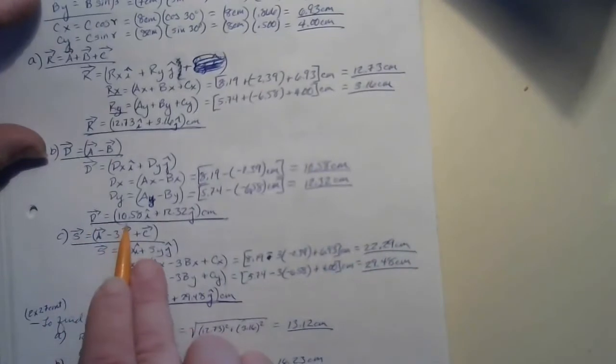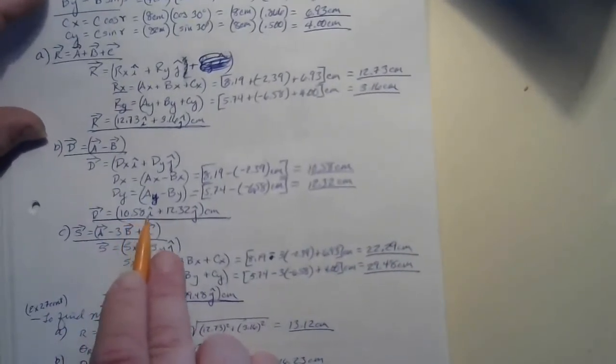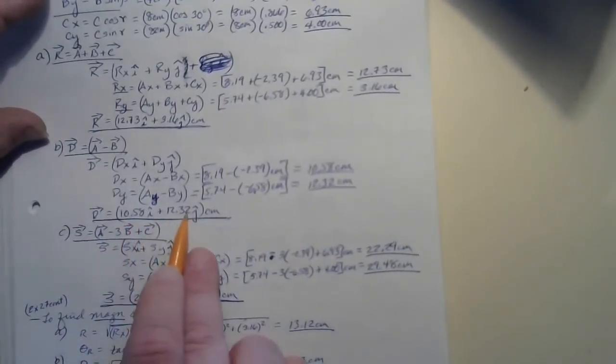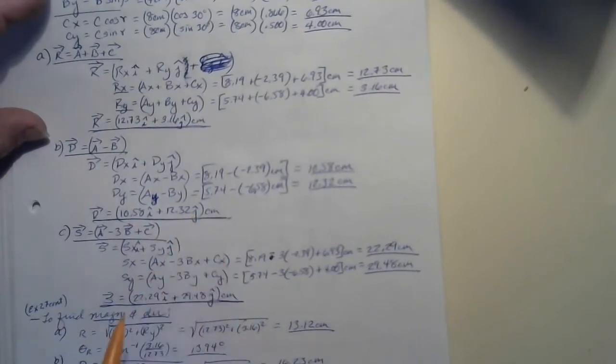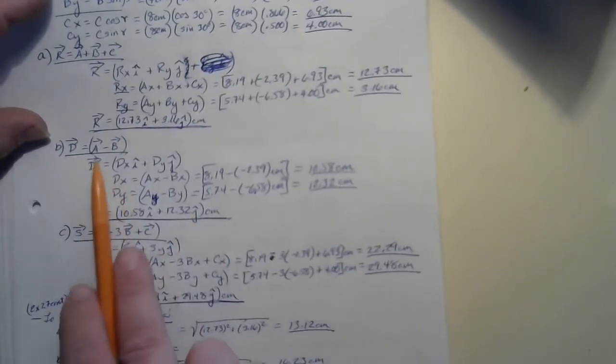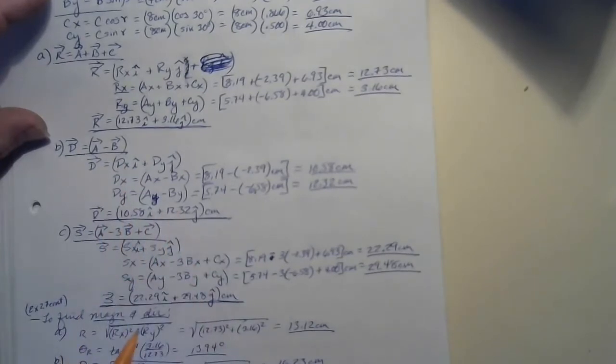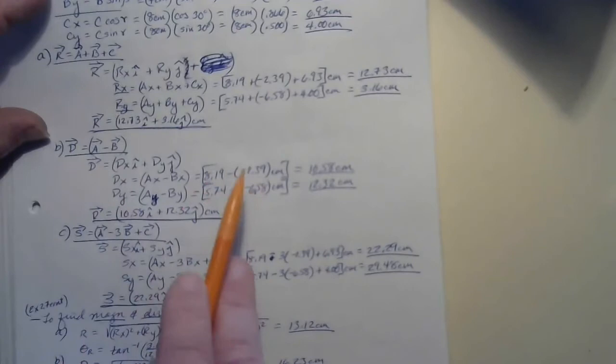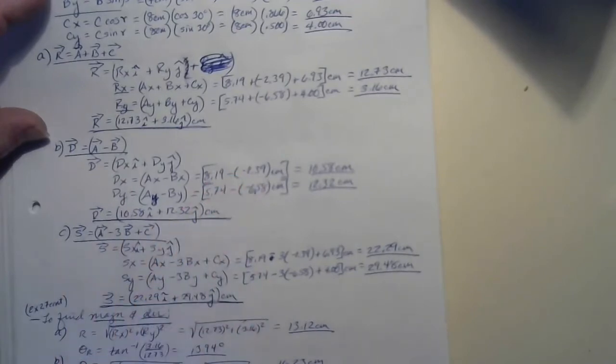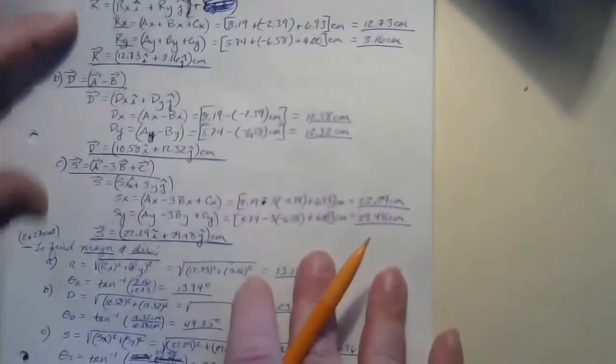So the difference vector is just going to be 10.58i plus 12.32j. Even though it was vector A minus vector B, you end up with both components being positive because the components of the vector you were subtracting were negative. And so you end up with everything positive.